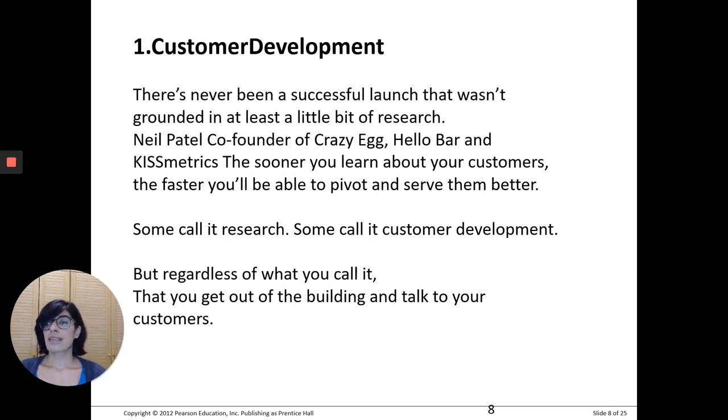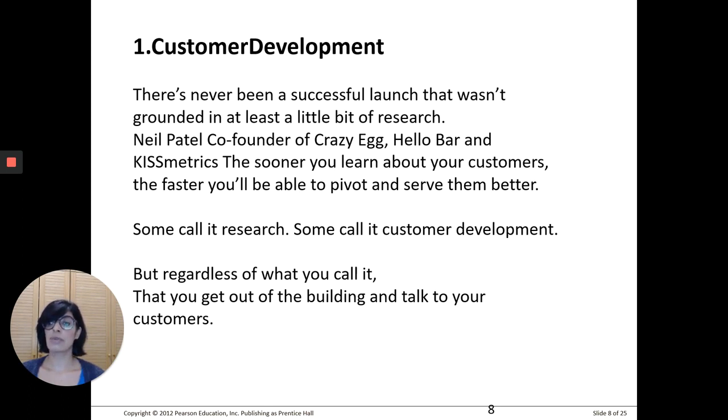When you look at understanding your customer, it's very rare that you have a successful launch that doesn't have customer research to back it up. Neil Patel, who is the co-founder of Crazy Egg, Hello Bar, and Kissmetrics, says that the sooner you learn about your customers, the faster you'll be able to pivot and serve them better. Some call it customer research, some call it customer development, but no matter what you label it, it's essentially doing the same thing.